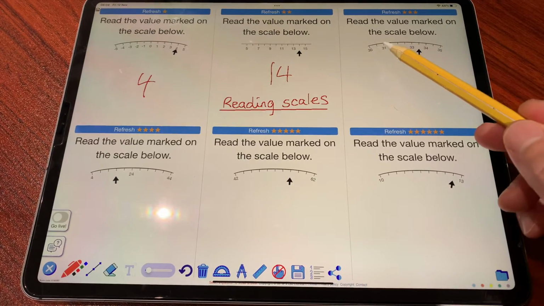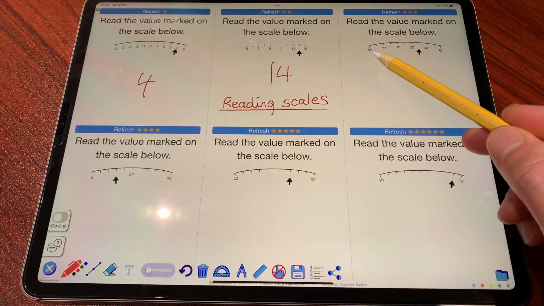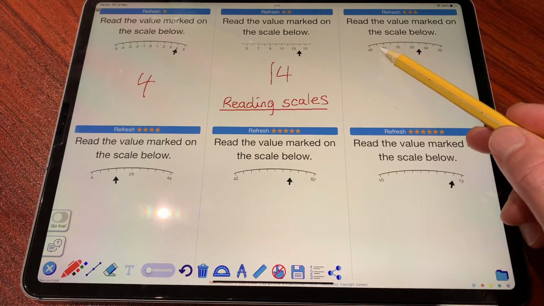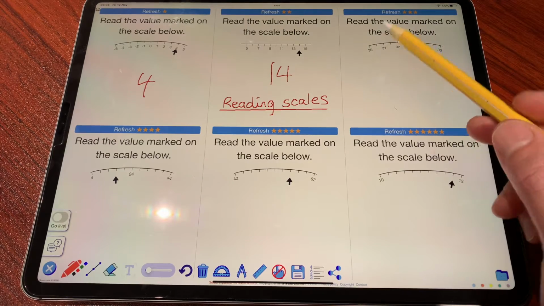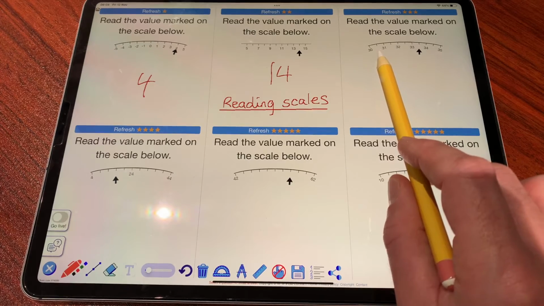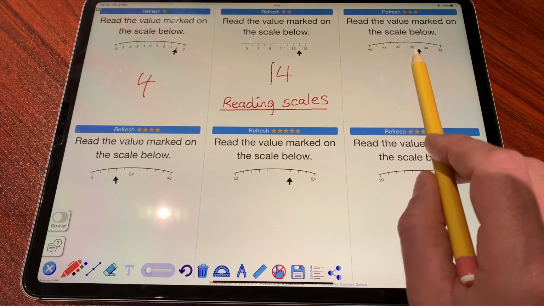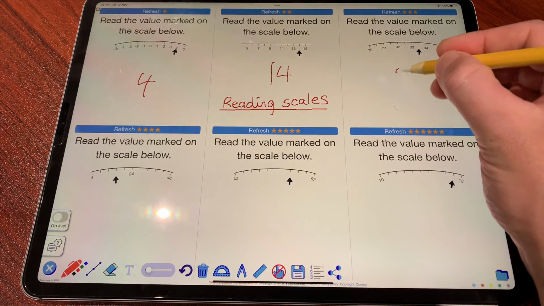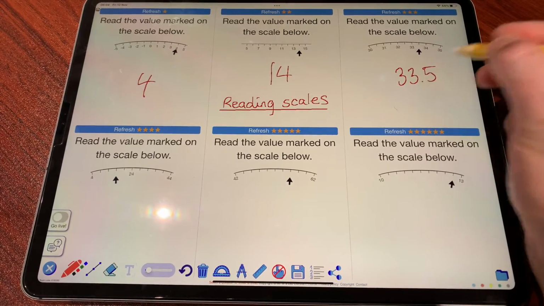Now with the next one, here I've got a scale where for every 2 marks on my number line, it represents 1. And halfway between 30 and 31 must be 30.5. So with this scale, rather than going up by 1s, it's actually going up by half. So here, in between 33 and 34, the arrow indicates 33.5.